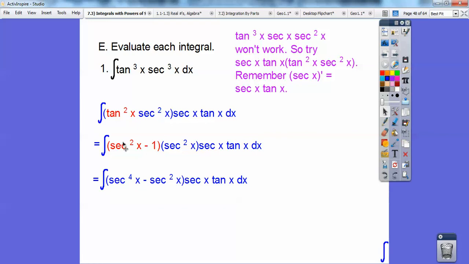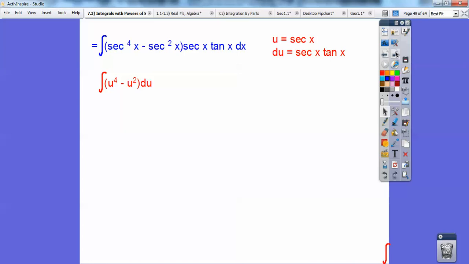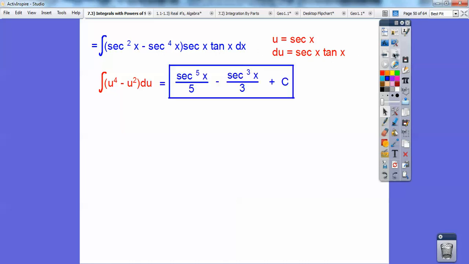Okay, now I'm going to distribute the secant squared through, and I got it all in terms of secants right there, and then now I do a u substitution. Remember, if u equals secant of x, then du would be secant tangent x. So there we go. Okay, so it gets me that. I did u equals secant x, so du equals secant tangent x. So here's u to the 4th, here's u squared, and here's du right there. Okay, and then there's your answer right there, nice and easy.